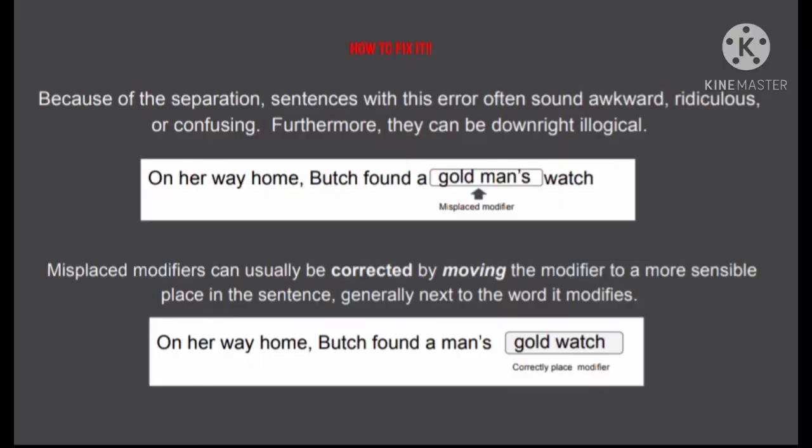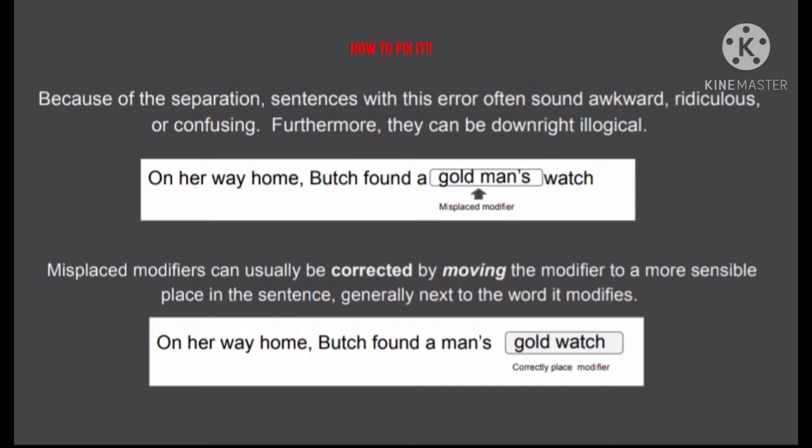Let's try how to fix the misplaced modifier. Because of the separation, sentences with this error often sound awkward, ridiculous, or confusing. Furthermore, they can be downright illogical. Here's one example: On her way home, Butch found a goldman's watch.